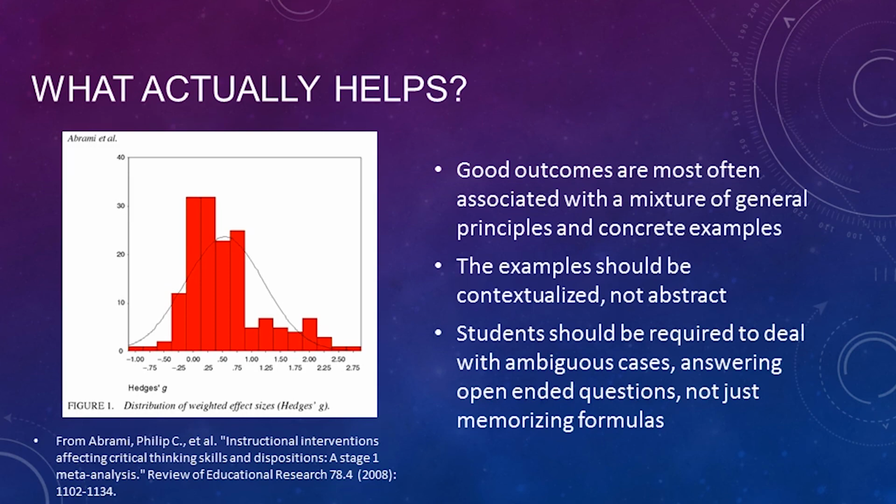And what you'll be asked to do is assess the argument in the context, right? So you'll be asked to say, okay, for this specific topic, what are the standards of reasoning that are relevant? The examples should be contextualized, not purely abstract. And this is all 3 of these. And students should be required to deal with ambiguous cases, answering open-ended questions, not just memorizing formulas. So all 3 of these have to do with the kind of skill that critical reasoning is.